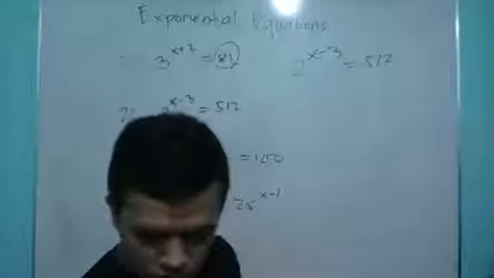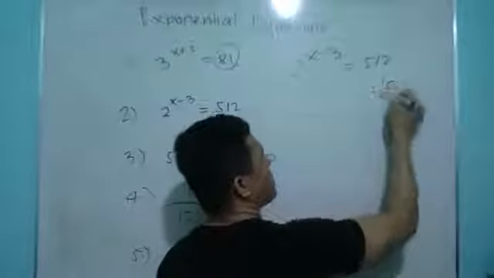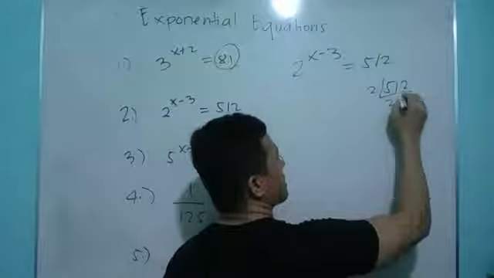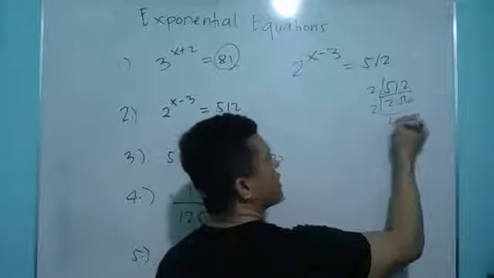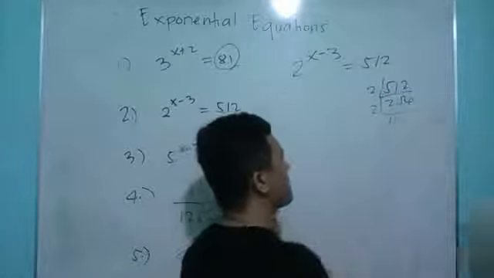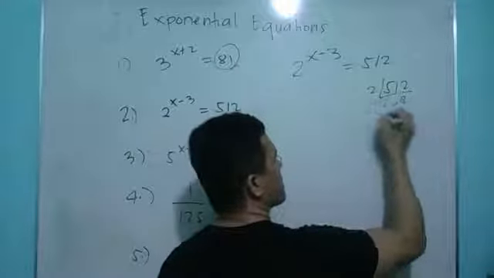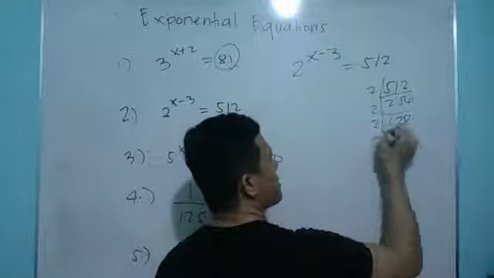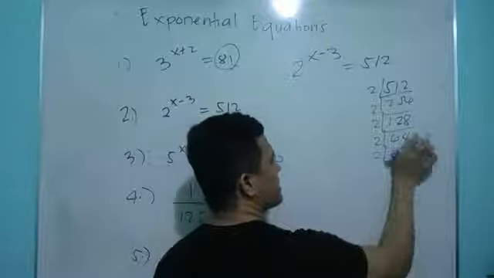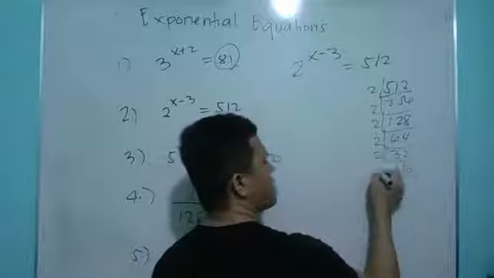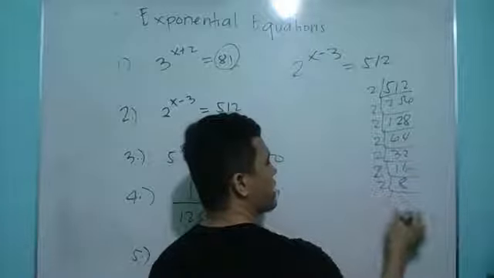If you really don't know how to get the exponential form of this, 512 divided by 2, we have 256, and then by 2 again, we have 128, and then by 2 we have 64, by 2 we have 32, by 2 we have 16, by 2 we have 8, by 2 we have 4, by 2 we have 2.